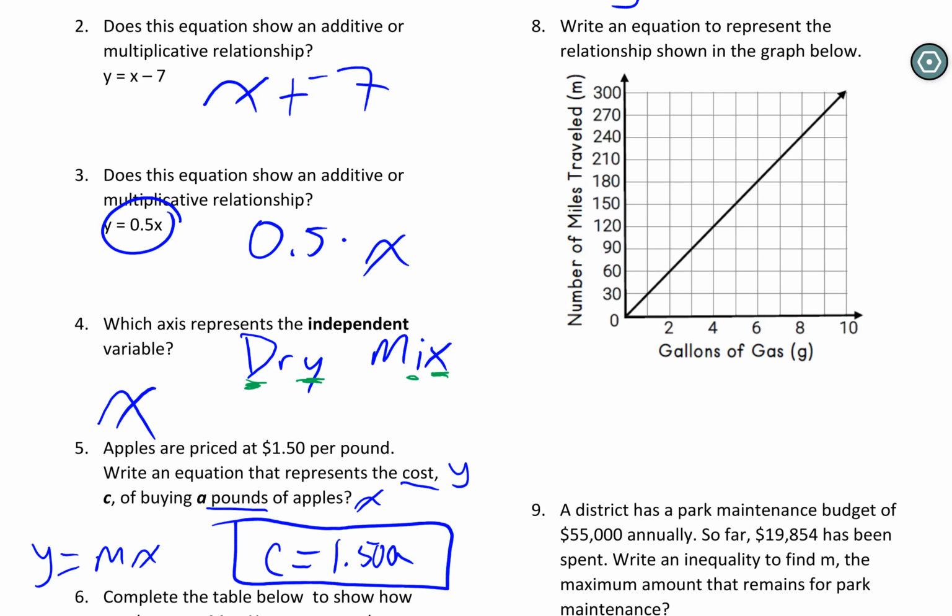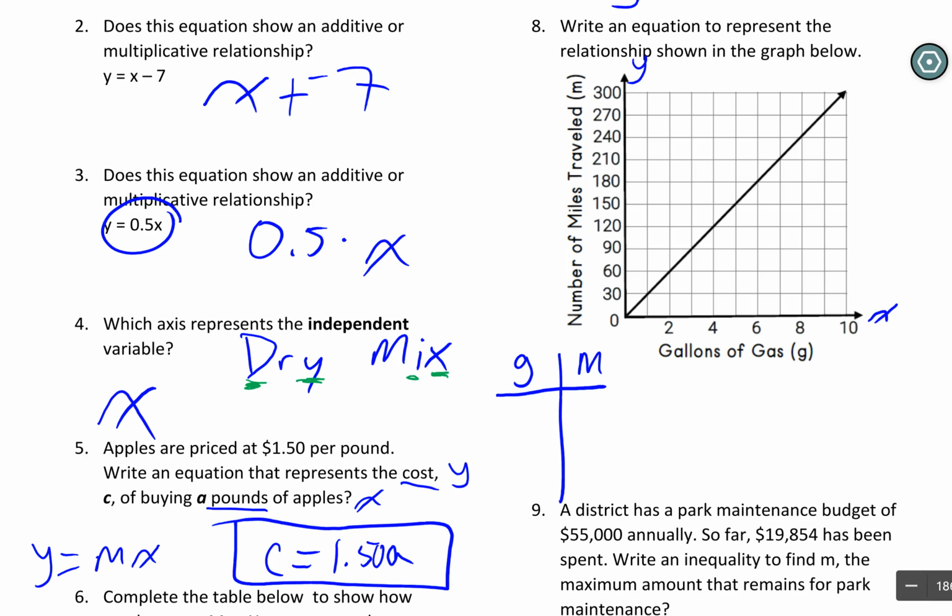Write an equation to represent the relationship shown in the graph below. And so, again, it might be helpful to make a table of values. Gallons of gas is going to be my x value because it's on my x-axis. Here's my y-axis. And my x value is my independent. Independent always goes on the left, so gallons on the left. And then miles on the right, because that's dependent, or my y.